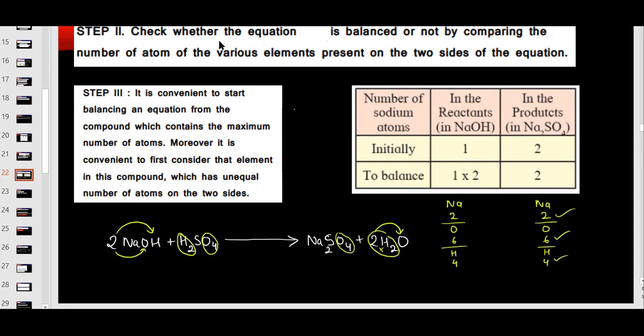Hydrogen is also balanced. What is left? Anything else? Sulfur. Sulfur here is only 1, and here also sulfur is only 1. So everything is balanced here. Everything is balanced. So no need to add any additional numbers here. So it is clear now.